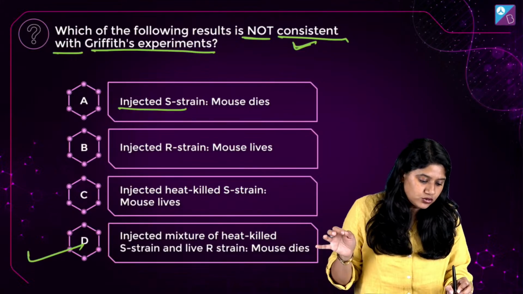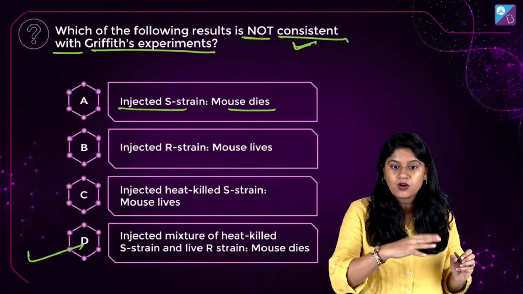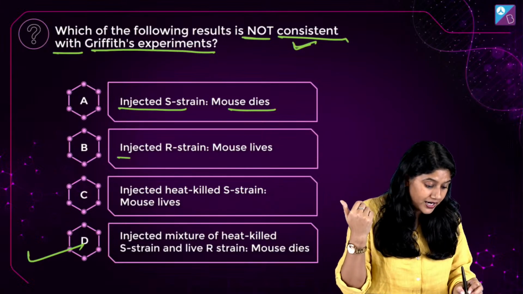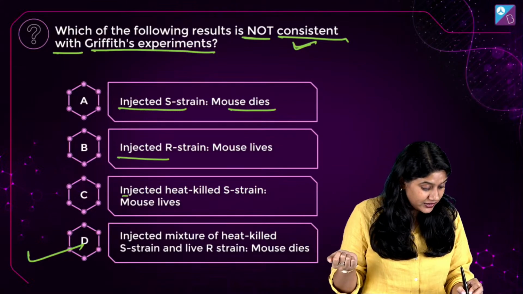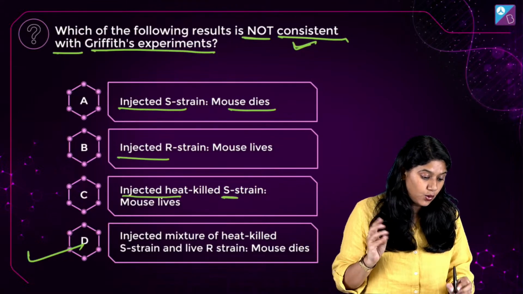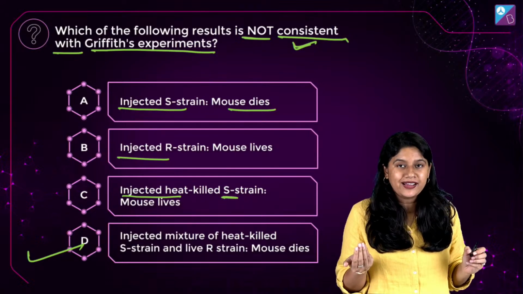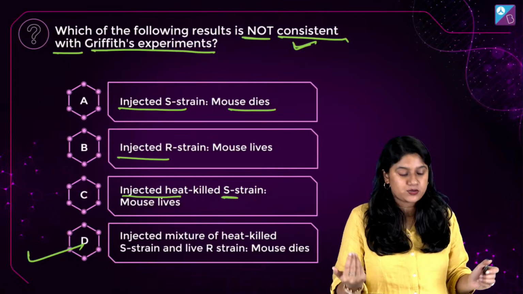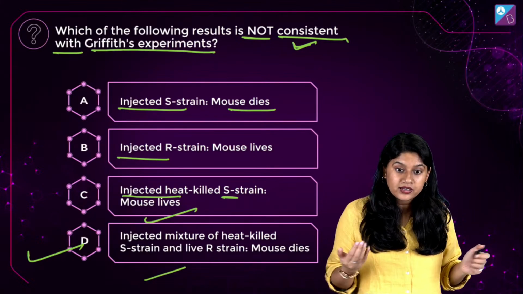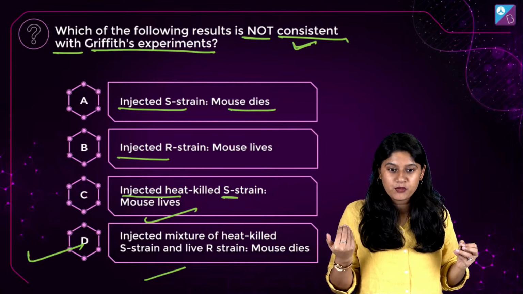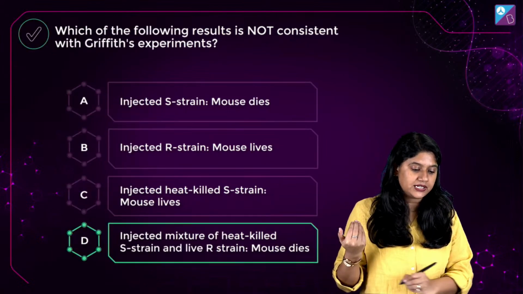When S strain was injected, of course we saw that mice died. R strain, mice was living. Then injected heat killed R strain. What happened? Of course, we saw that S strain, when heat killed, the mice was living. This is a condition which was a shocker for him, right? It was a shock thing for him also. So option number D is the correct answer.